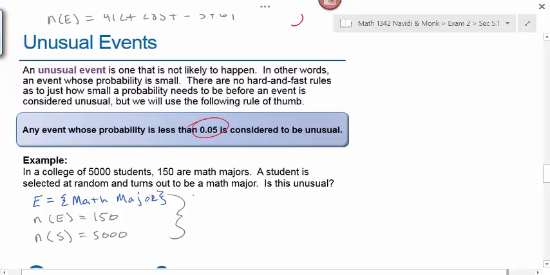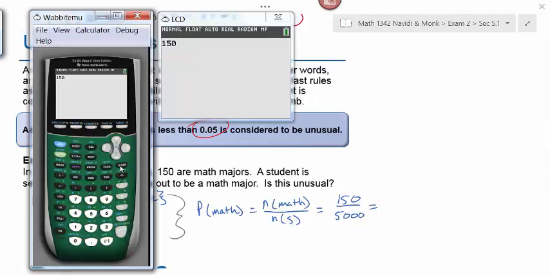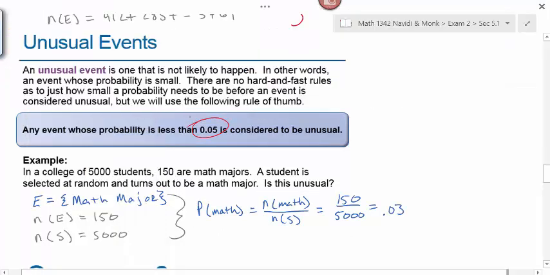So the probability that we select a math major will be equal to the number of math majors divided by the number of students at the college, and that's going to be 150 divided by 5,000. And we go to our calculators and we look at 150 divided by 5,000 and we get 0.03. Would you say that it's unusual to find somebody at that school that's a math major? Yes, because this is less than 0.05. B/C is my abbreviation for because.